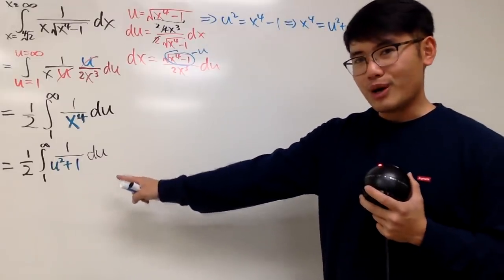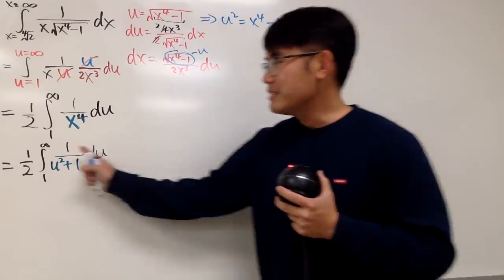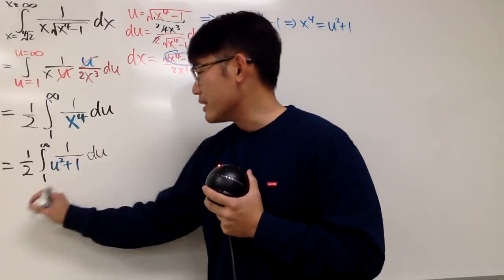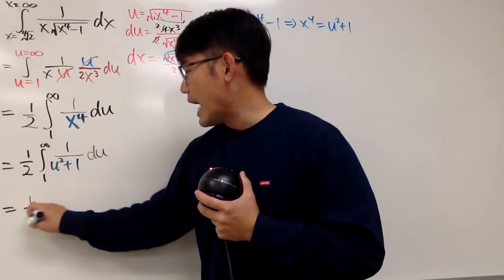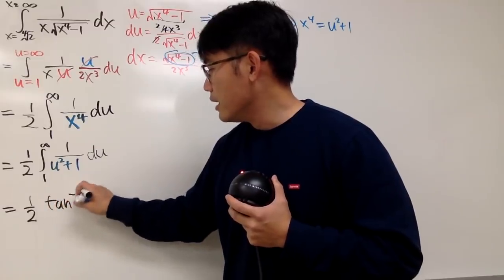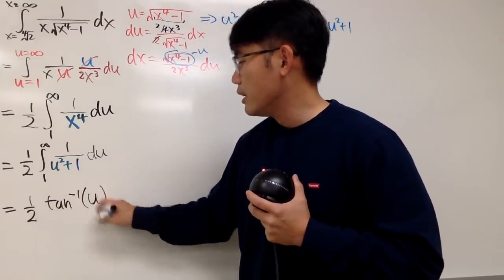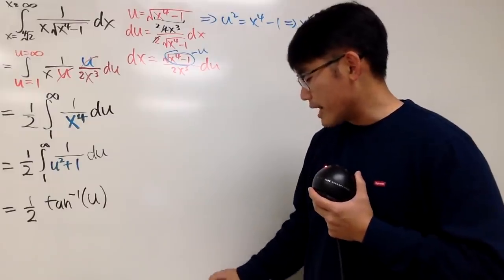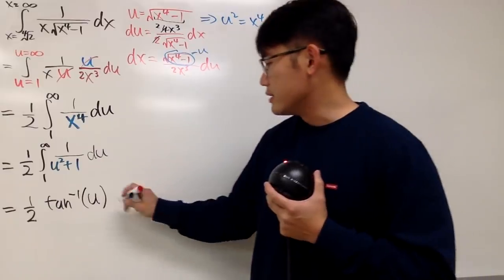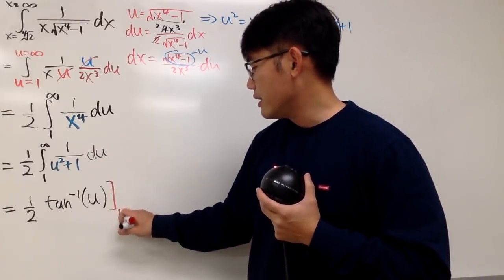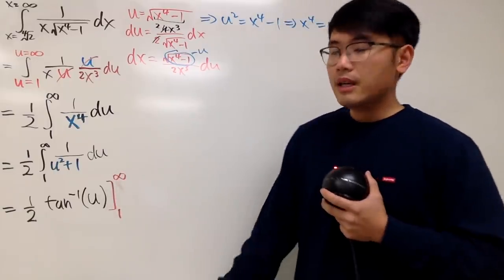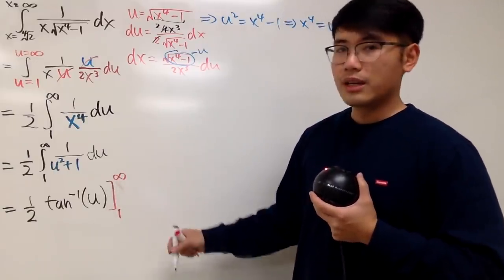Is this something that we know how to integrate? Yes, this part is just the inverse tangent, so that's very nice. So with that being said, we can say this is 1/2, and then the integration part is the inverse tangent, and then the input is the u, like this. And don't forget, we have to go from 1 to infinity, so this is the time we plug in numbers. And again, these are the u values, so 1 to infinity, like this. And then the rest is just you do the computation.